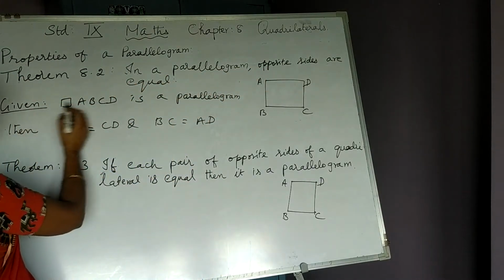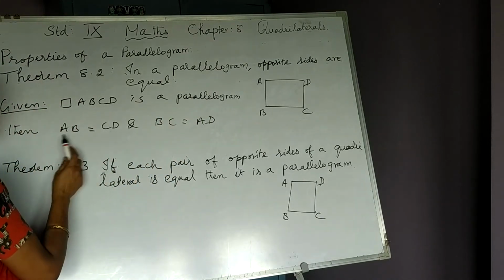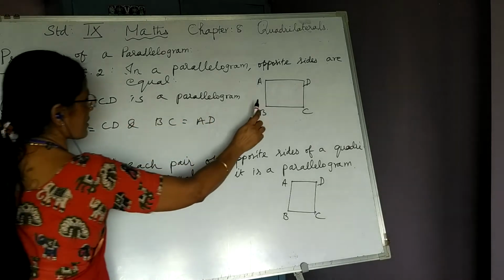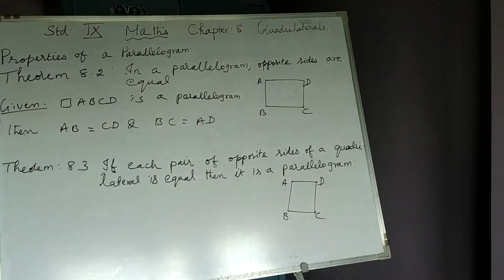So what are we given? ABCD is a parallelogram. According to the theorem, opposite sides are equal. So if it is a parallelogram, then we will find opposite sides AB equal to CD and BC equal to AD. There is no proof in this, only we should remember this point.